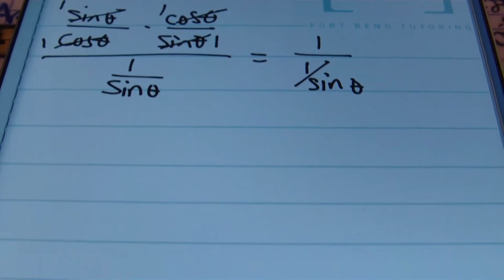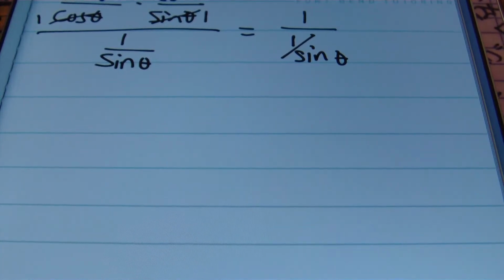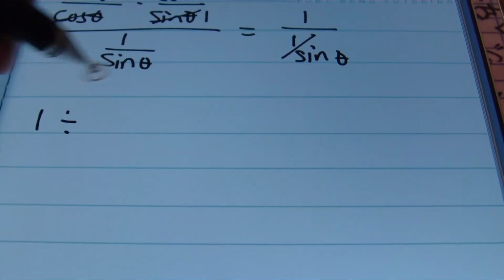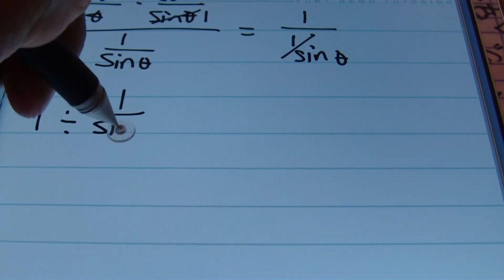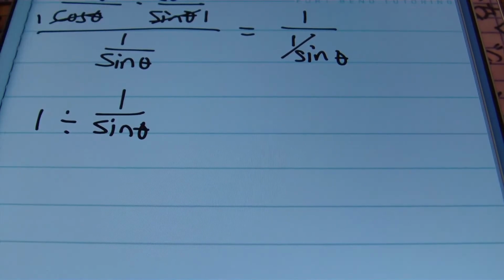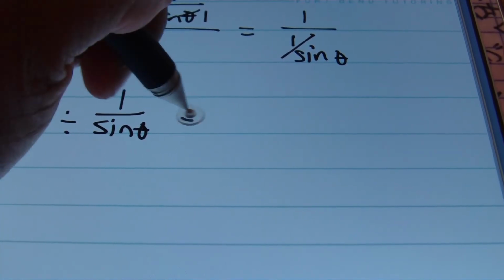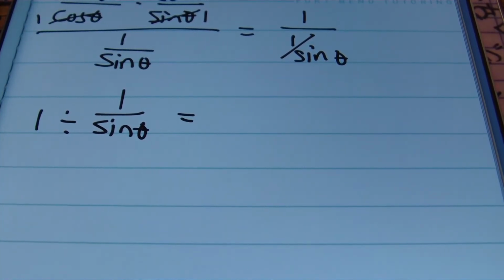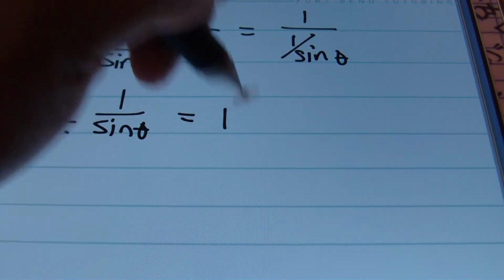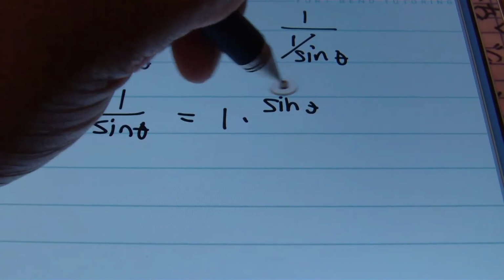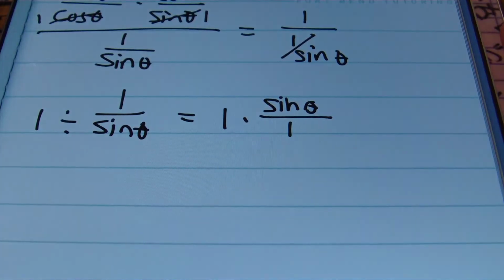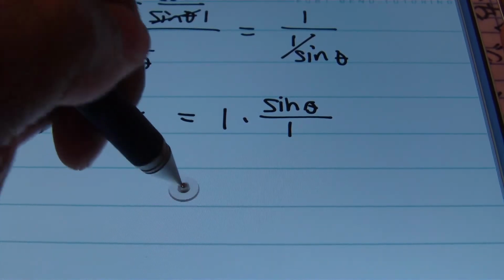What you have before you is what we call a complex fraction, a fraction within a fraction. I can rewrite this as 1 divided by 1 over sine theta. Knowing that when I'm dividing fractions, I need to change the operation and multiply by the reciprocal of the second fraction, I'll end up with 1 times sine theta over 1. Multiplying straight across, you'll end up with sine theta over 1, which is sine theta.